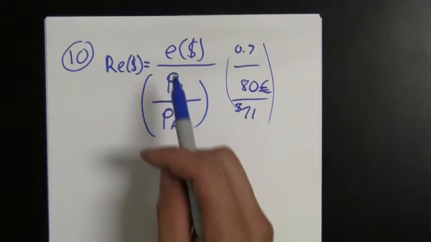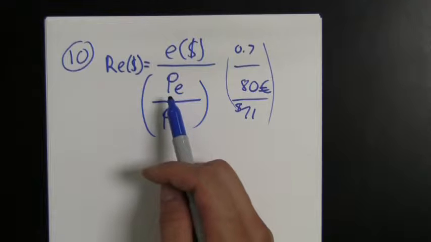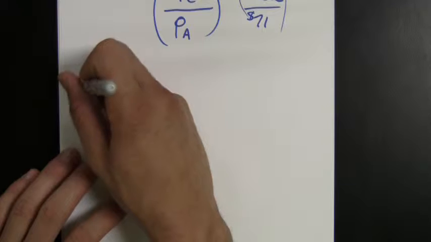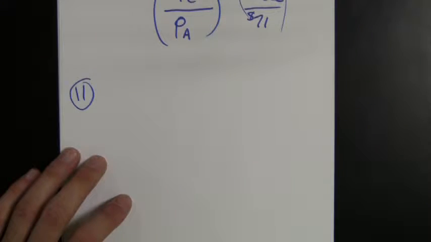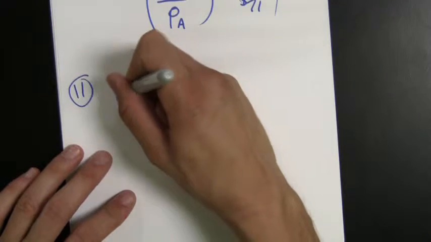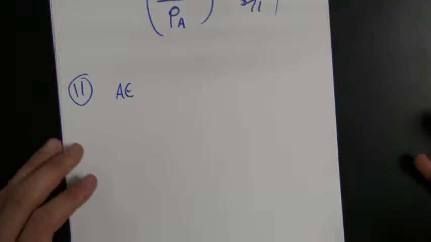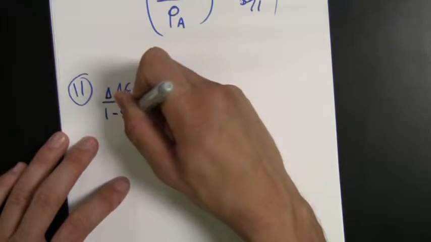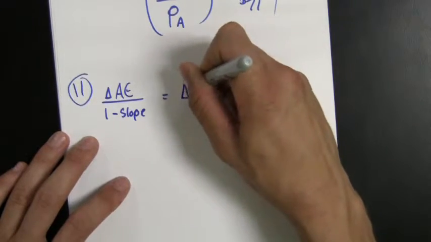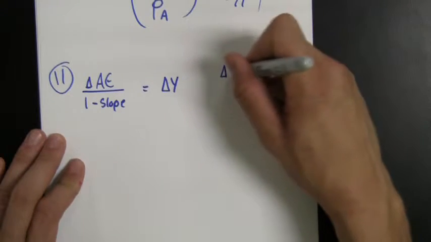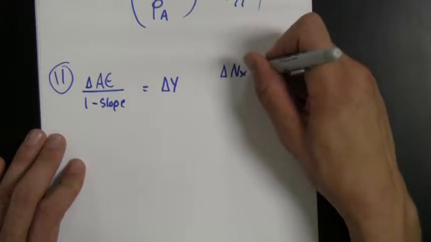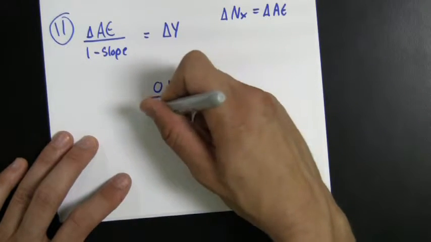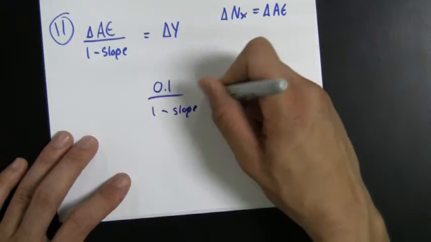It's the exchange rate divided by whatever the price is in another country, which is then divided by whatever the price is at home. Dealing with a question like number 11, it's actually an AE question. Bit of a helpful review here. If you recall, any change in AE divided by 1 minus the slope equals the change in Y. Therefore, any change in net exports, other things remaining the same, is our change in AE. So we could set it up as simply as 0.1 over 1 minus the slope will give us our answer.